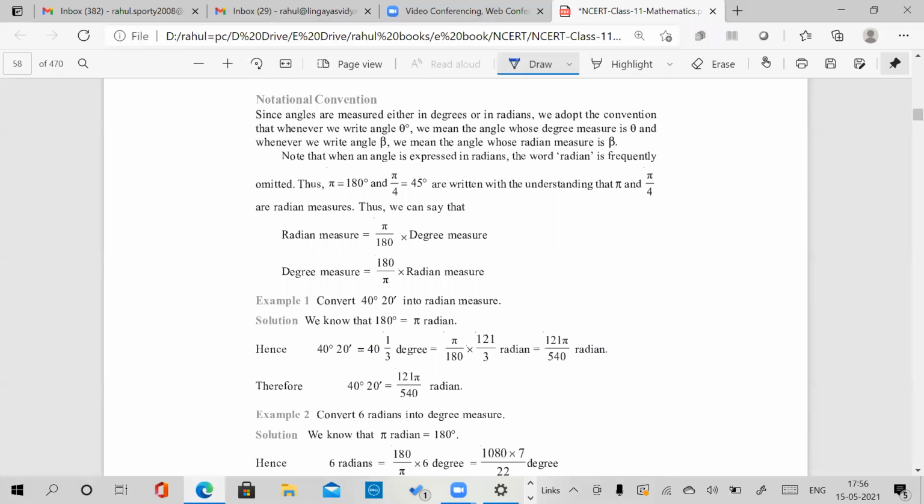So you can see here how to convert radian into degree and degree into radian. Now, in the next lecture, we will discuss examples: how to convert degree into radian, angle conversion, and how to find the arc length, radius, etc. Okay, so we will discuss that in the next lecture.